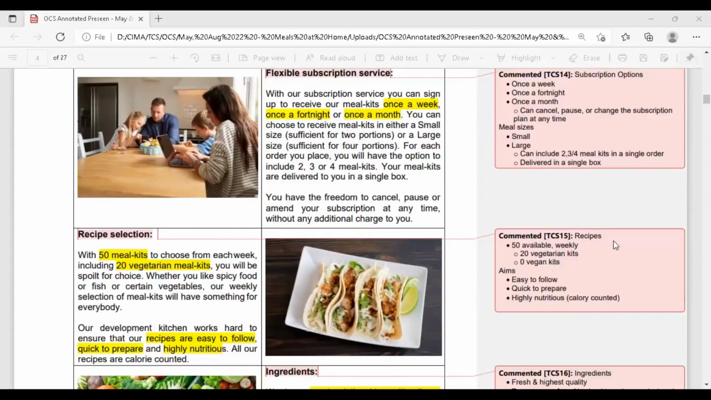And when developing recipes, the company aims to make sure that our recipes are easy to follow, quick to prepare, and highly nutritious. And all our recipes are calorie counted. Why? We are focused on Gen Y and Gen Z customers, and these guys, as I told you earlier, are extremely health conscious. So providing calorie counted recipes would ensure that these customers fulfill their health related needs.